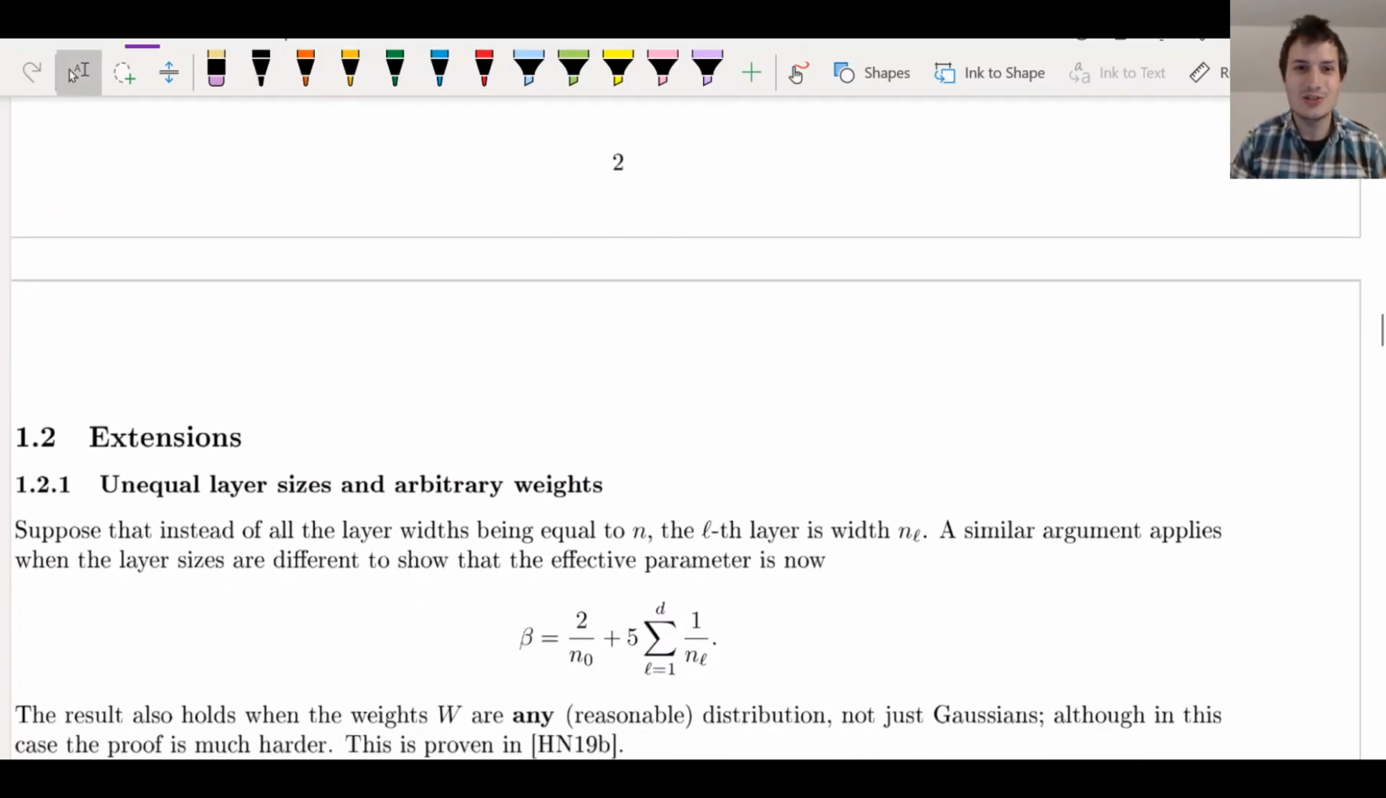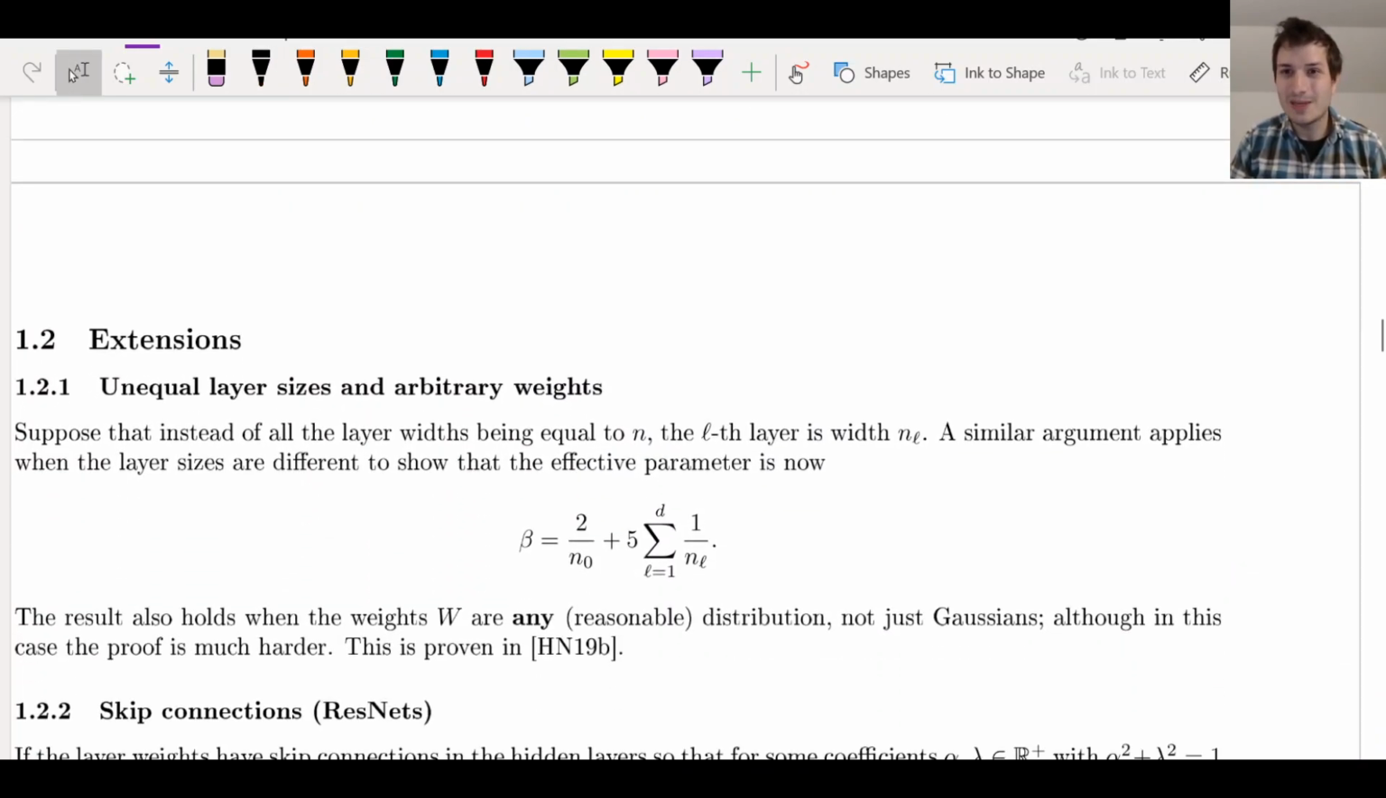Couple little extensions you can do. One thing you might be interested in doing: these are fully connected networks, so there's no reason that the hidden layers all have to be the same size. When I defined the network, I said all the hidden layers, there's d of them, they're all width n, but they don't need to be like that. So you can pick any width you want.